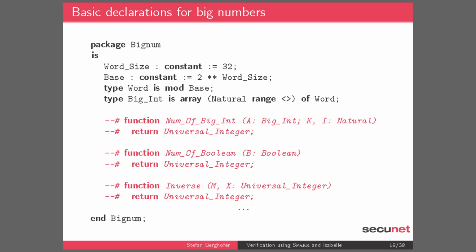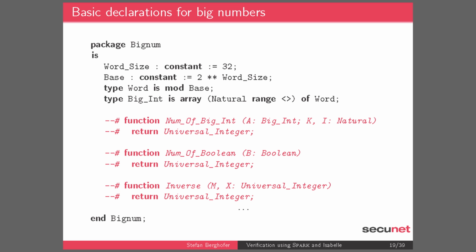And then begin unconstrained arrays of words. And then in order to write down the specification, we need a number of proof functions. The first is called num of big int. That's the abstraction function that I've explained on the previous slide. It takes a big integer, and I think that's the starting index, and I is the length of the big integer. Then it returns a universal integer.